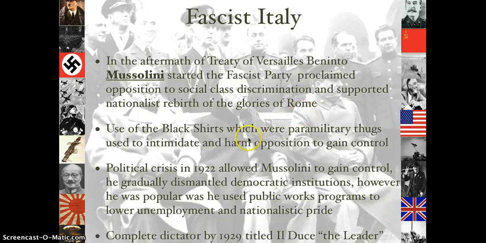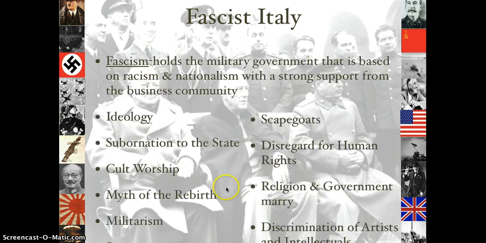And what they used is brute force to get that, what they called the black shirts, but basically paramilitary thugs who would hurt people and intimidate them and assassinate them in hopes of gaining political power. There's this political crisis in Italy in 1922, which allows Mussolini to gain control, and basically he dismantles the country, democratically that is, and uses things like public works to lower unemployment and put in some national pride. And by 1929 he's called El Duce, or the leader, and he is clearly a dictator.